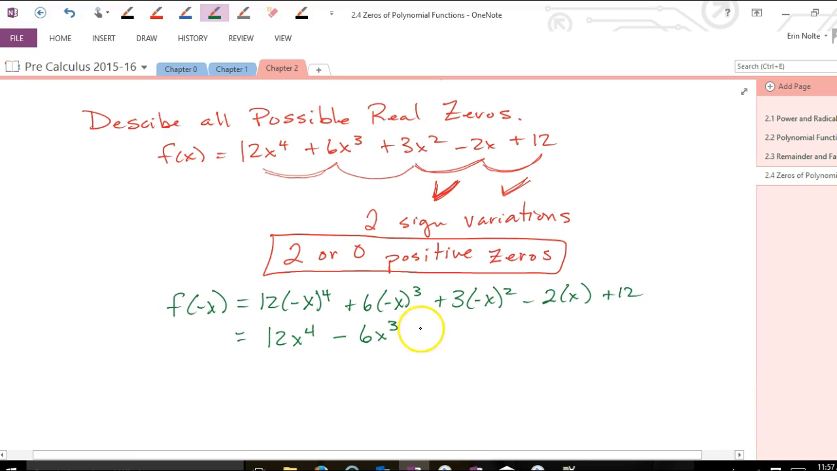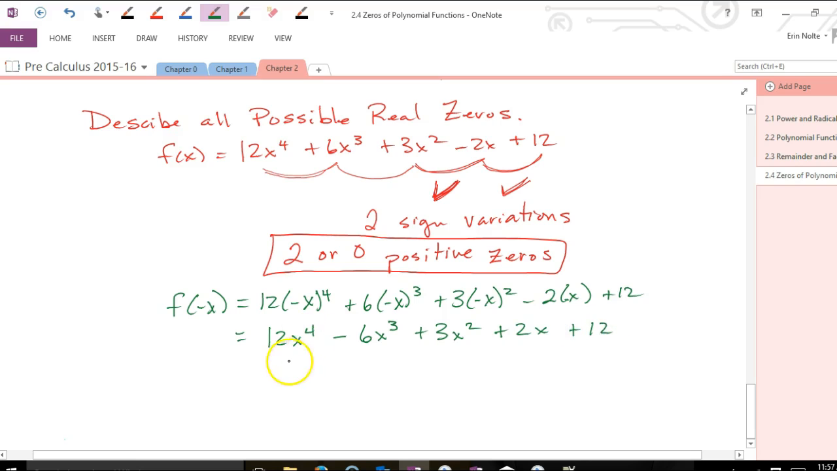Stays positive, so plus 3x squared. Oops, I missed my negative in there. If I have a negative, so I have minus a negative for that term, positive. And then my 12 stays the same.